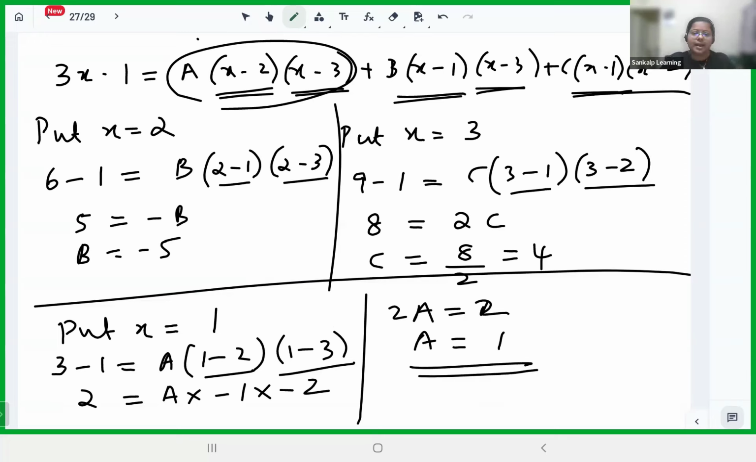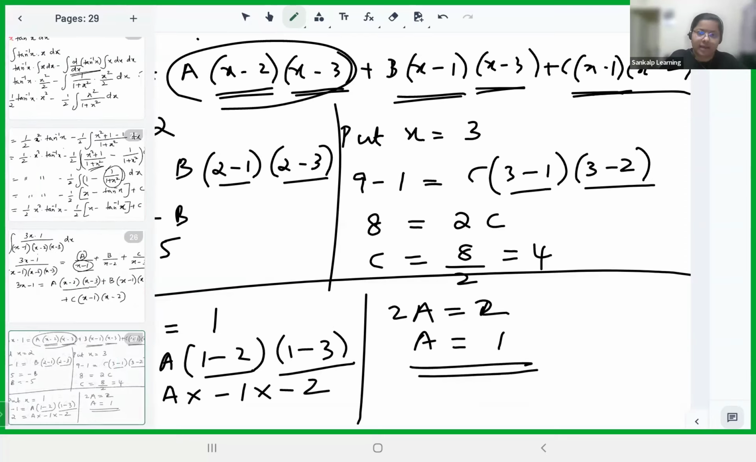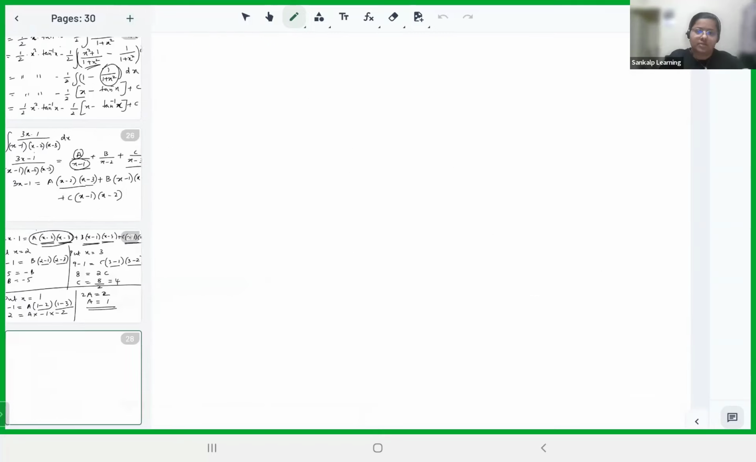What is the value of a? a is equal to 1. We have got the value of a, b and c.